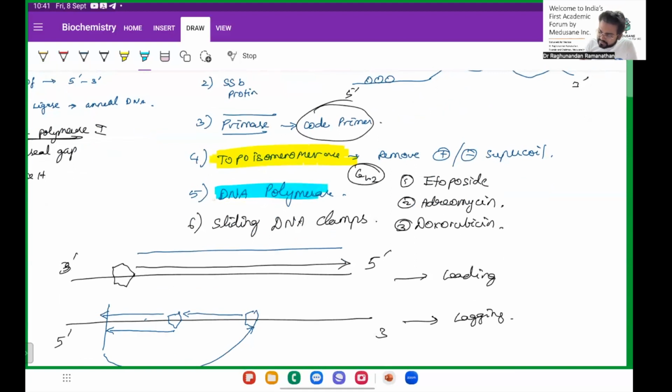So you can block this DNA polymerase. How do you block this DNA polymerase? Again, similarly, you have one particular drug called 6-mercaptopurine. 6-mercaptopurine என்ன பண்ணும்? It is going to inhibit your DNA synthesis.